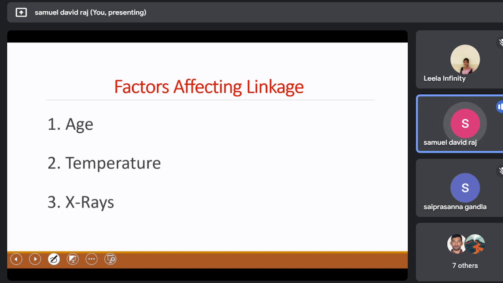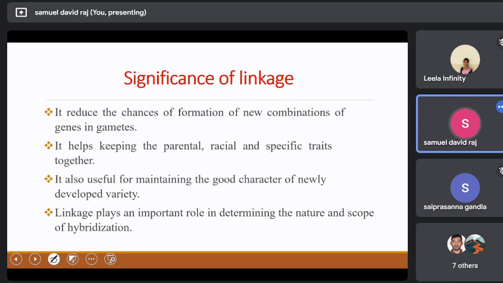And there are certain factors affecting linkage. Scientists say that with increased age, the strength of linkage decreases. Even temperature decreases the strength of linkage, and also X-rays. So these are the different factors that affect linkage: age, temperature, and X-rays.